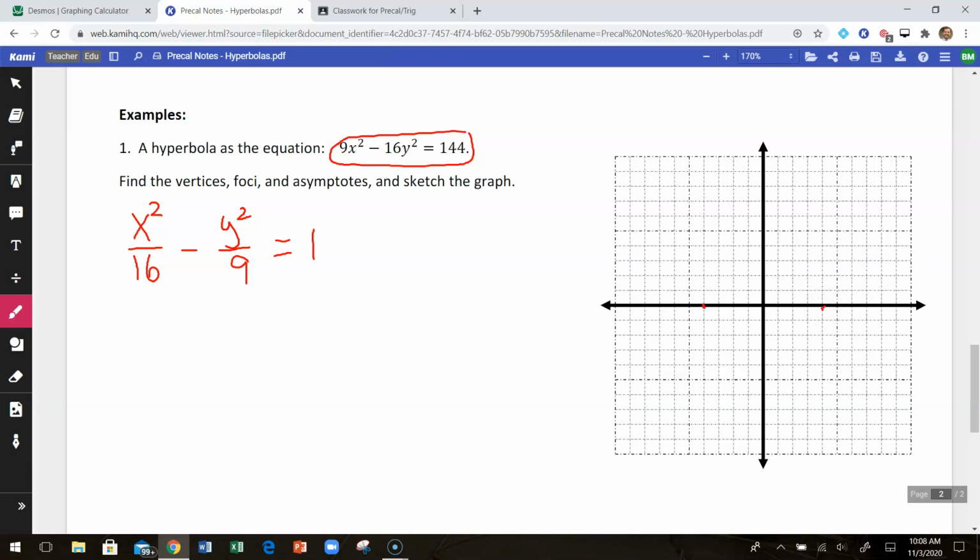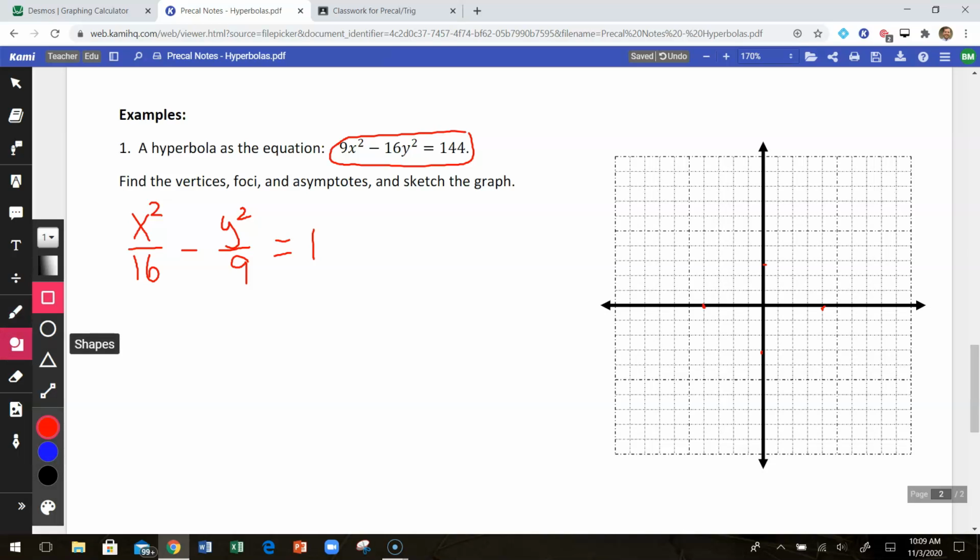And then the number underneath y is 9, so I'm going to go 3 in each direction on the y-axis. And once I do that, just like graphing an ellipse, I'm going to graph what's called a central box here. So I'm going to make a box that goes through all of those points. I kind of missed that one at the top, but that's what you're going to do first. Okay, so it's stretched 4 horizontally and 3 vertically.